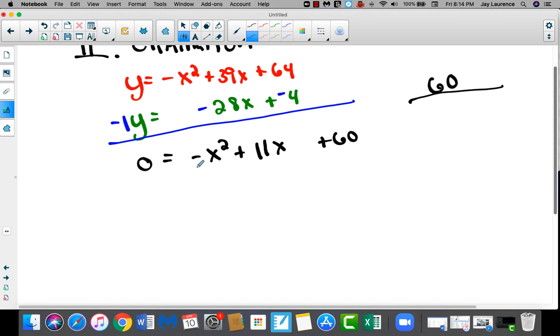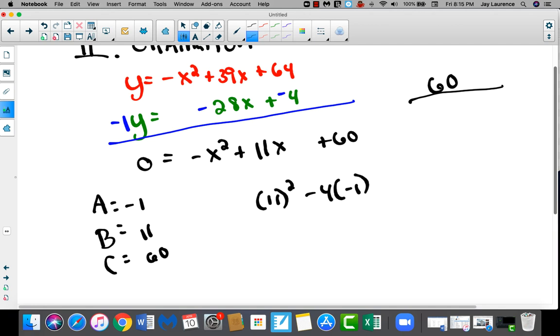But that negative's bothering me. So I'll tell you what I'm going to do. When I'm feeling insecure, I'm going to go to the quadratic formula because I know it's going to work. So I'm going to go a, b, c. Easy as -1, 11, 60. Okay, and let's find the discriminant. It should come out to be a perfect square, so I'm going to do b squared minus 4ac. Well, it's definitely going to come out to be a positive, right?